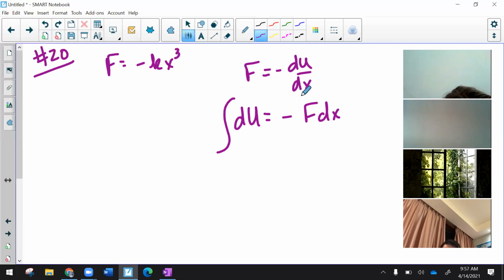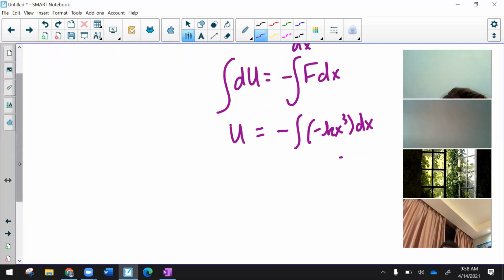And if I integrate both sides, that gives me U is equal to negative of the integral of negative kx cubed dx. So my negative signs cancel. K, the antiderivative of x cubed is x to the 4th over 4. There might be a plus c. Put it down there on principle. And then you just want to compare that with the answers, and they're obviously not worried about a plus c. So D is going to be your answer.